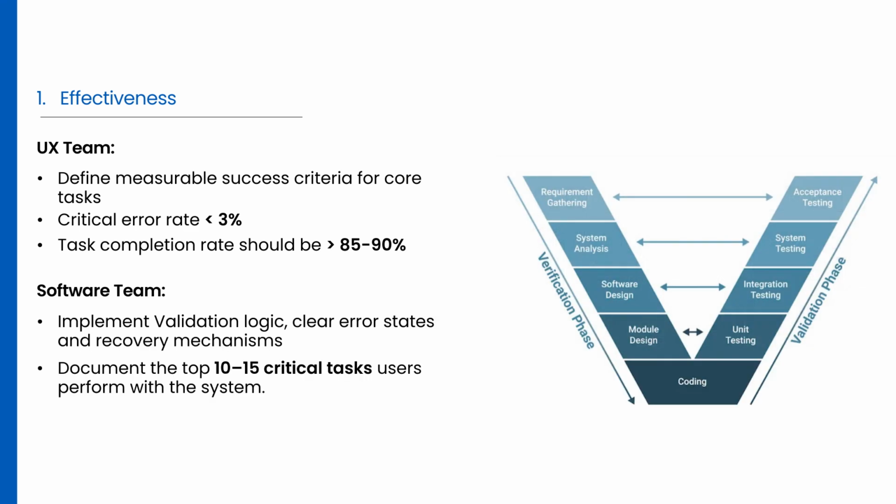The software team must implement strong validation logic, clear error states, and reliable recovery mechanisms. Validation logic is the set of rules in an app that checks whether the data entered by a user is correct, complete, and usable before it is accepted or processed. The system must ensure that users can complete tasks without breakdowns or critical failures.